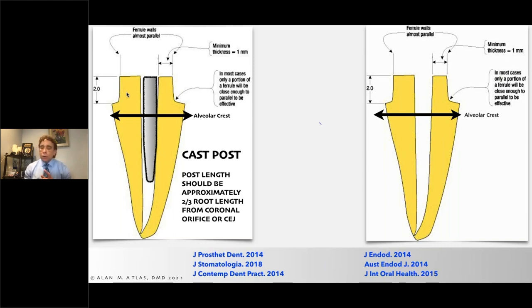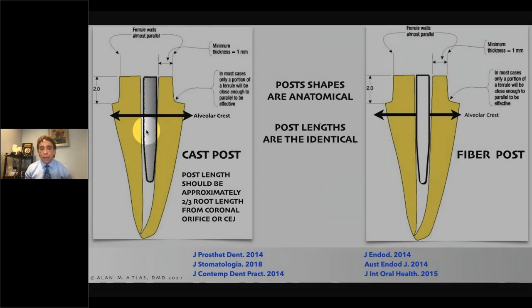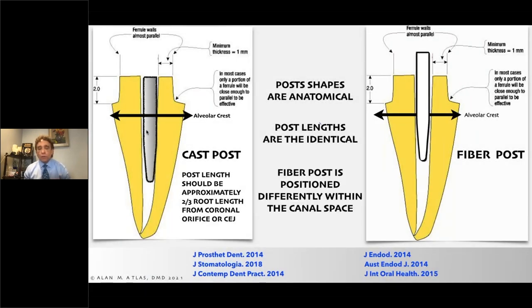For fiber posts, if you're comparing fiber and cast, both post shapes are anatomical. I already told you the advantage of that, especially if it's done at obturation. We get that anatomical shape of the post. Secondly, we see that post lengths are identical. Now, does that mean we're going to place the fiber post the same length? Well, I'm going to tell you we're going to reposition the fiber post differently within the canal space. The evidence shows us that we don't have to go 2/3 down the root for the fiber post. We can actually put it at a reduced depth in the canal space.